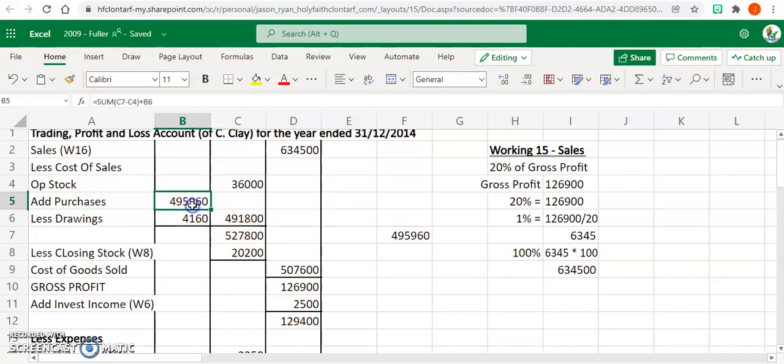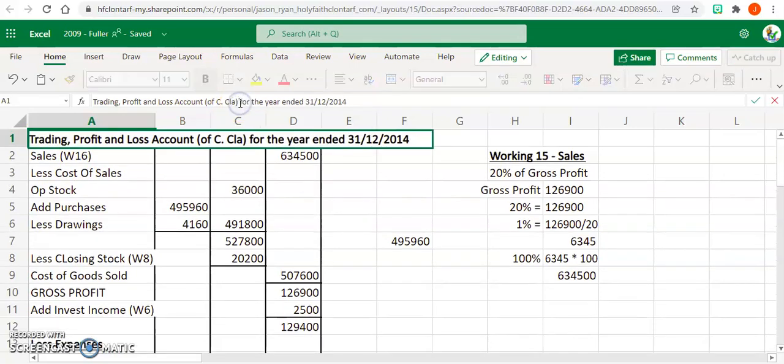Now to calculate your purchase figure, you take the 527,800, take away the 36,000 because usually you add it on, plus the 4,160 because usually we take it away, and that gives you a purchase figure. Then to calculate this figure here, you take your drawings away from your purchases. And that's how you calculate, fill in, or complete your profit and loss account for Fuller. Make sure you put the correct heading at the top. So that's incomplete records type B.